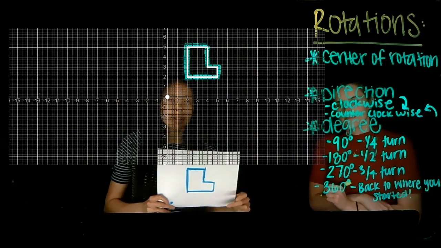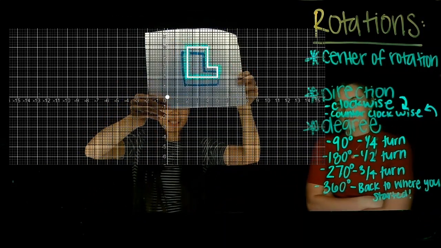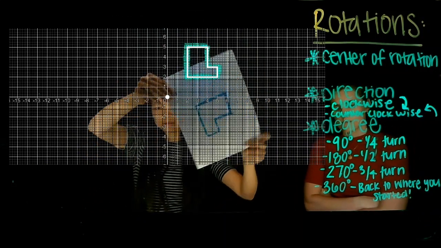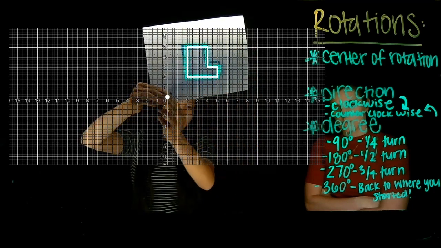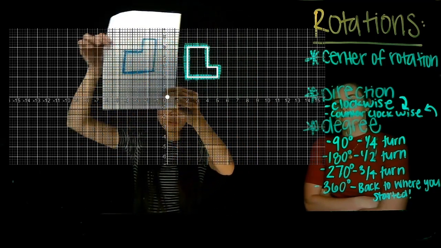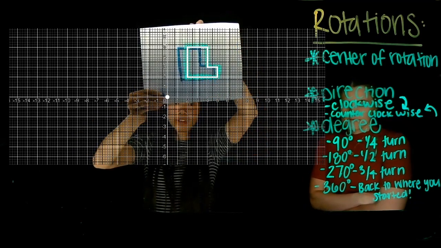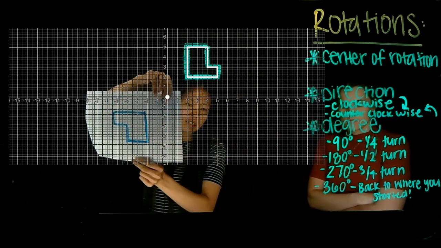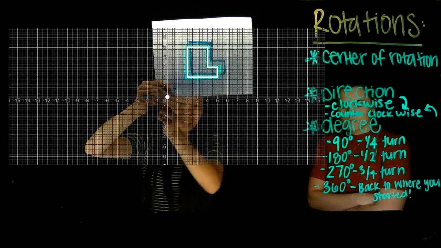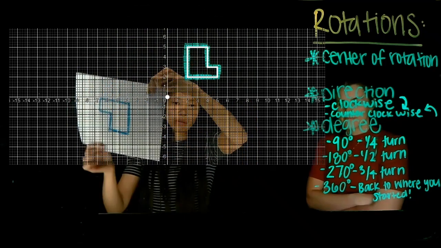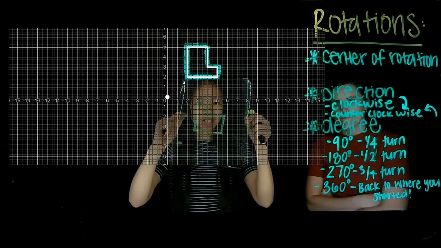Awesome. Notice that if I go 90 degrees clockwise, that is the same as going 270 degrees counterclockwise. Notice that going 180 degrees clockwise is the same as going 180 degrees counterclockwise. That will land you in the same spot. Transitioning back to our tracing paper here.